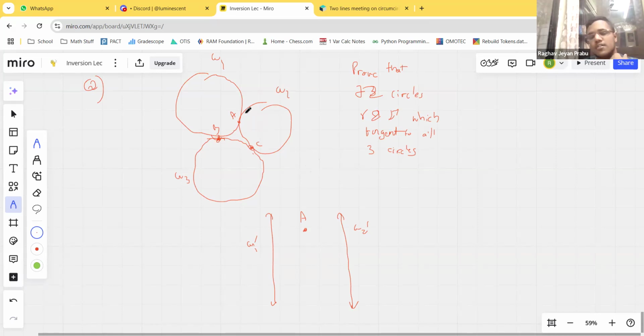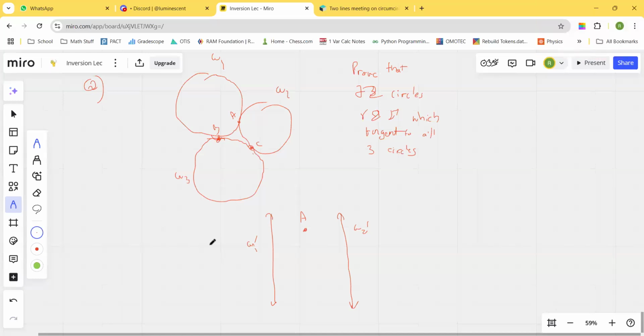Is there anyone who does not understand? Because if these two actually intersected at some other point K, then they would also intersect at the pre-image of K, or the image K dash, in the original figure. However, they do not intersect at any other point. This implies that omega 1 prime and omega 2 prime are parallel lines. Do you all understand this? Yeah, parallel lines. Got it.